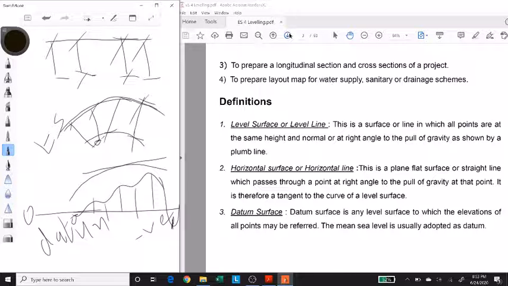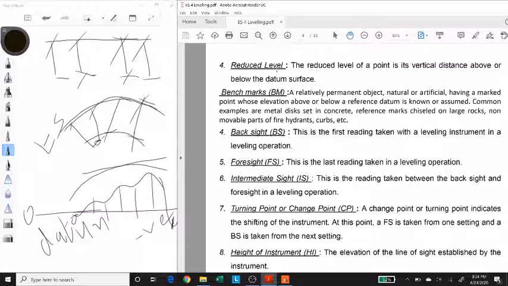So in essence, basically it is just a reference point or reference line. Then you have this term which is called as reduced level. Now, reduced level is vertical distance of a point above or below the datum surface. So when you use datum as a reference line, the elevations of different points are called as reduced levels. In essence, they are just elevations, the difference in height from the datum, but we use the term reduced level for them. Then we have this term which is called as benchmarks.